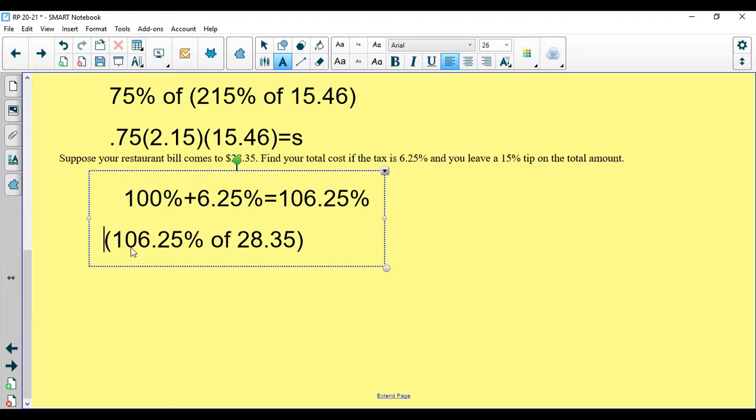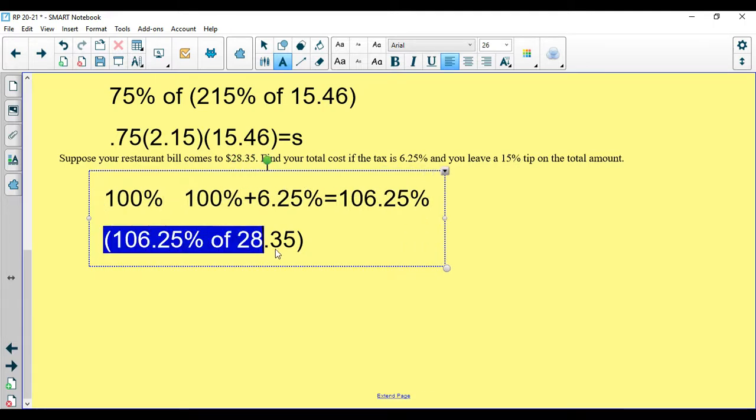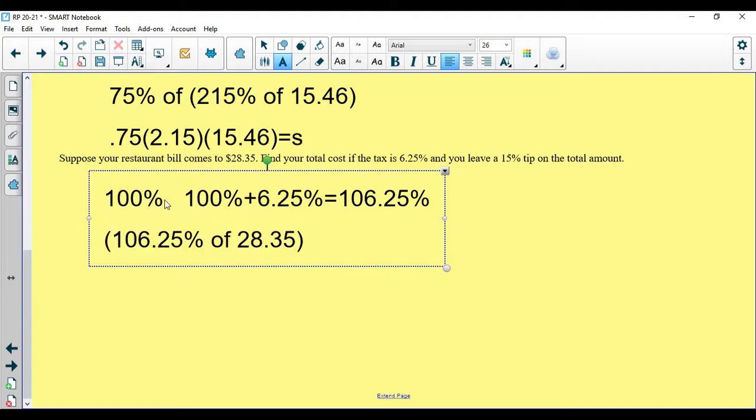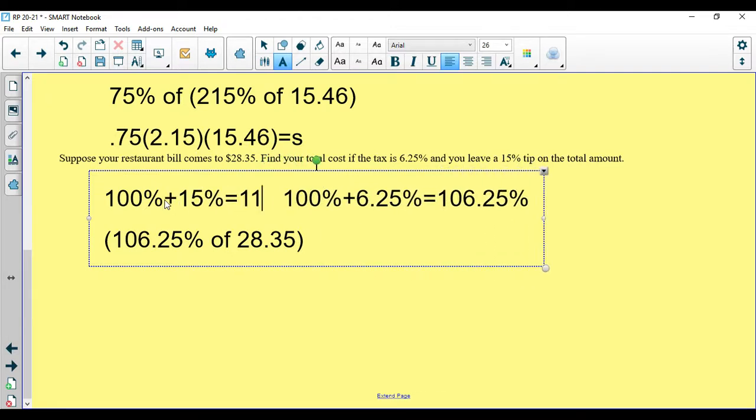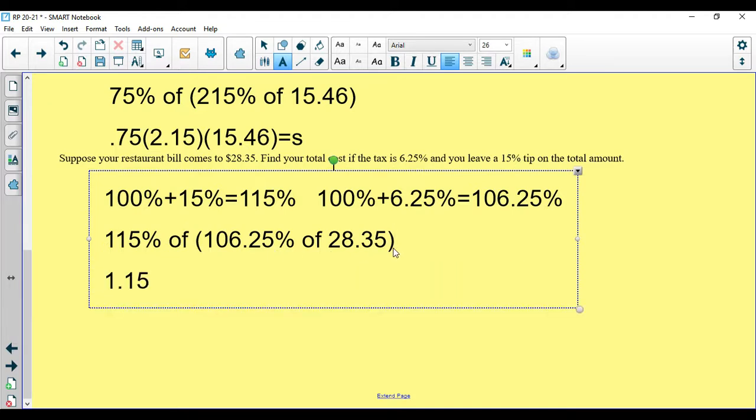Therefore, I'm not starting at 106.25, right? I'm going to start back at a base of 100% because this is 100% of the cost that's getting the tip. That's going to be adding the percent increase of 15, and that means I'm paying 115% of this. So if you got that far, that's great. The next step would be to convert percents to decimals and then figure out what operations are happening so that I can make an equation.